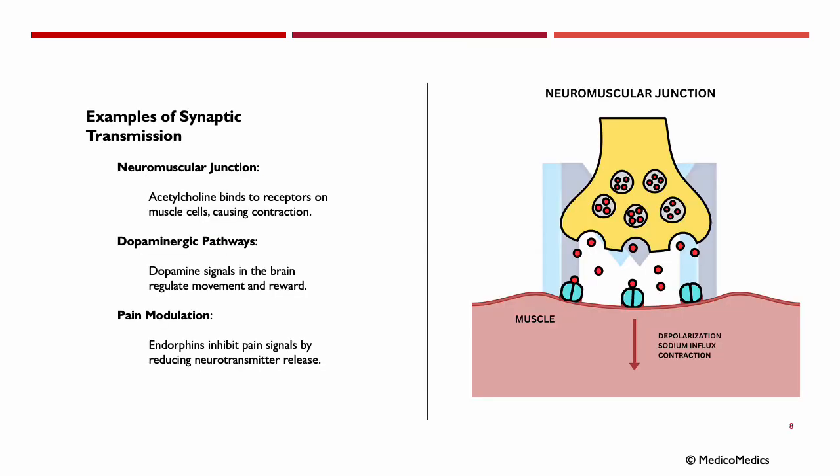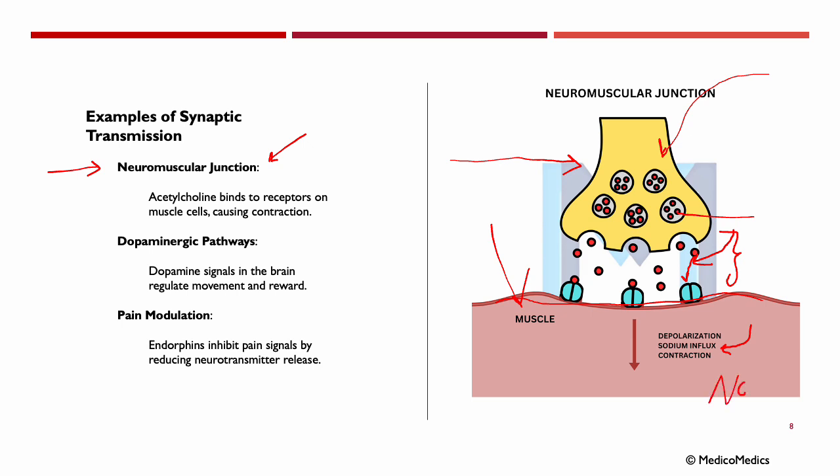So let's just briefly take a look at some examples of synaptic transmission. We mentioned the neuromuscular junction. The neuromuscular junction is a specialized synapse between a motor neuron, illustrated here, and a muscle fiber, illustrated here. When an action potential reaches this nerve terminal, it triggers the release of acetylcholine in these vesicles into the synaptic cleft here. And acetylcholine then binds to nicotinic receptors on the muscle cell membrane. And this then leads to an influx of sodium.